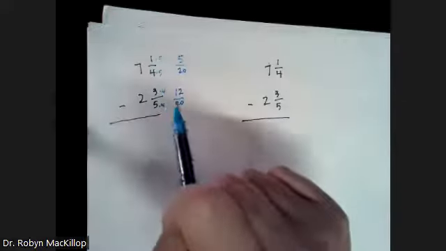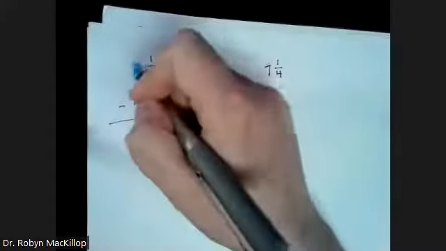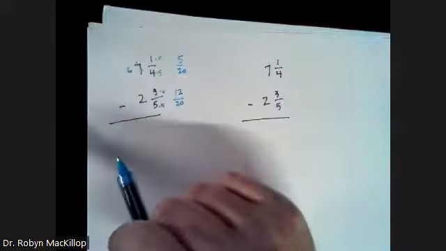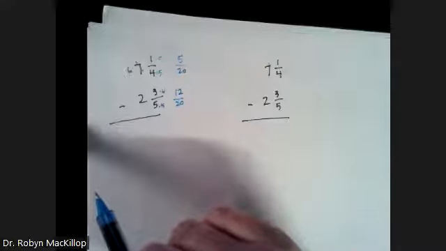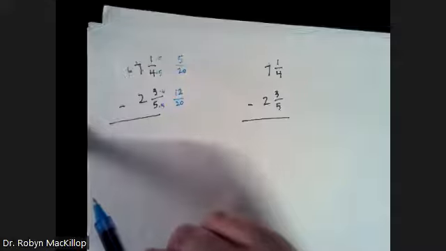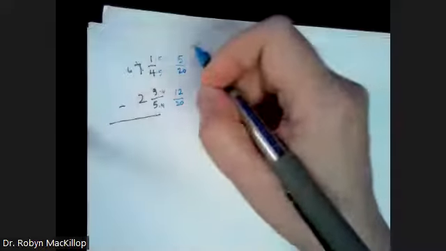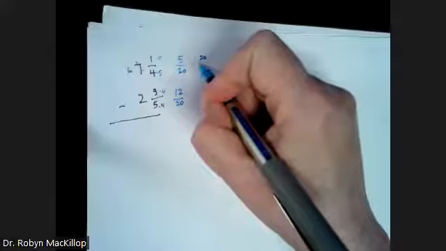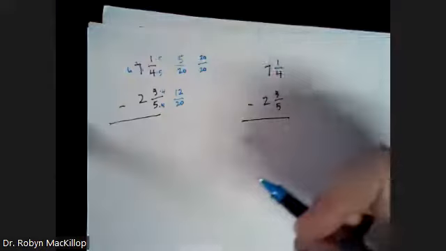Now, we cannot take away 12 from 5, so we need to borrow from the 7. We're going to borrow 1. We're going to turn that into a 6. And anytime we need a 1, any fraction with a number over itself is 1. So since we're already dealing with the denominator 20, we're going to turn our 1 into a fraction of 20 over 20. Because again, any number over itself is 1.